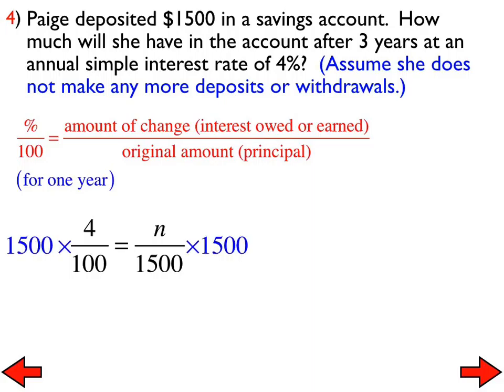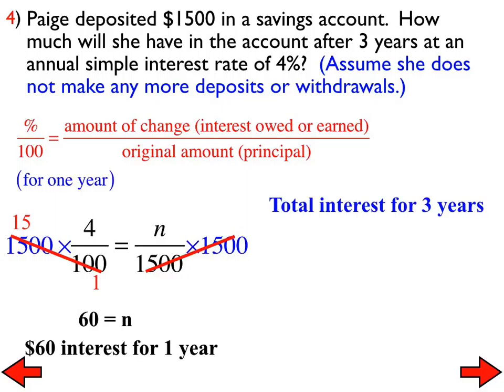Multiply both sides by 1,500. This n is now alone. Divide by 100. I am left with 15 here. 15 times 4 is 60. And this is how much interest in 1 year. How many years do I want? 3. So times 3 would be 180.